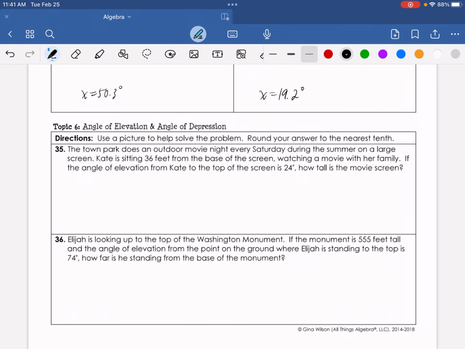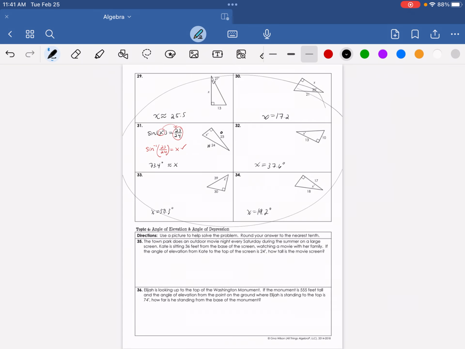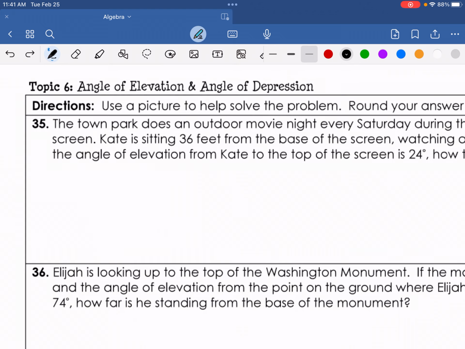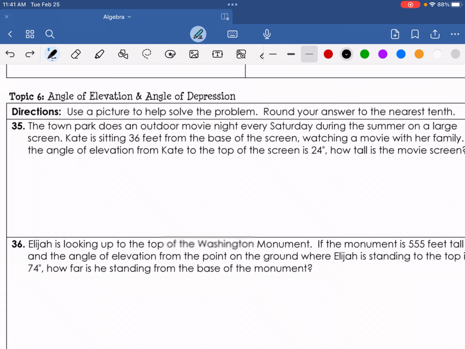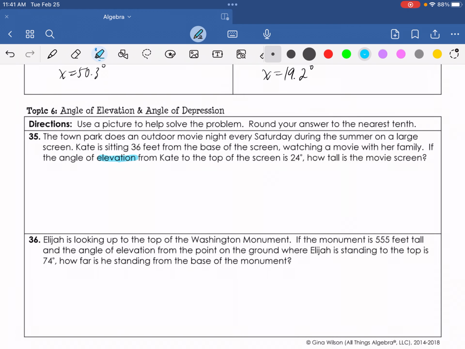And now we complete these. Basically, the word problems are literally this. You should be drawing right triangles. If it says elevation, you want to draw it. So if we read through the problem, it does say elevation. If we read through 36, it says elevation.